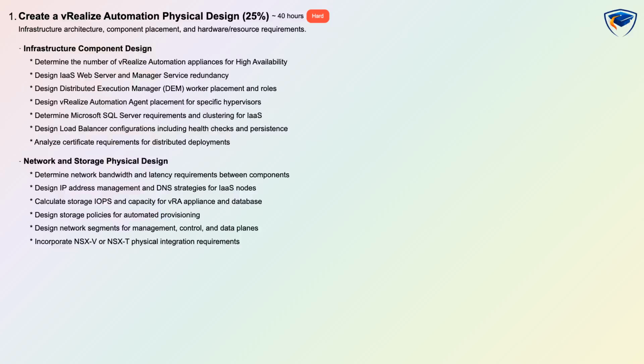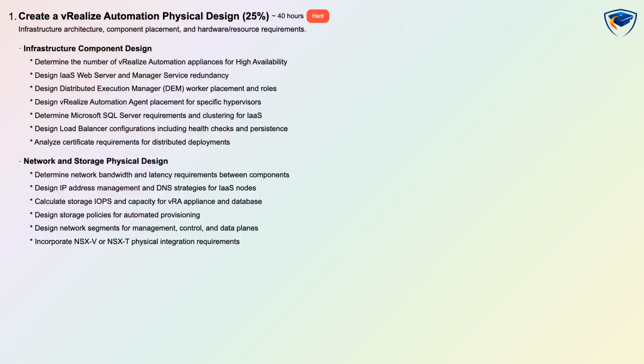Let's start with the first domain, Create Realize Automation Physical Design. This domain focuses on infrastructure architecture, component placement, and hardware or resource requirements. In this domain, you'll learn to design IaaS web server and manager service redundancy, distributed execution manager worker placement and roles, vRealize Automation agent placement for specific hypervisors, Microsoft SQL Server requirements and clustering for IaaS, load balancer configurations including health checks and persistence, and certificate requirements for distributed deployments.